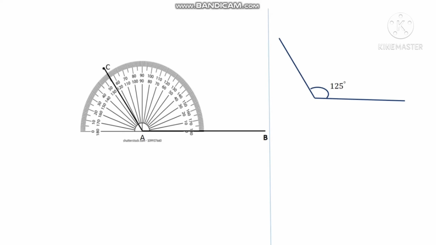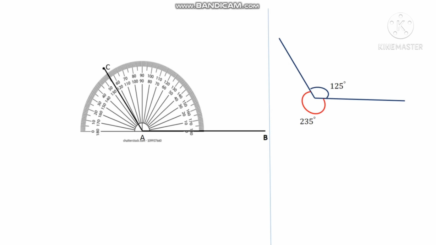But in this question we have to draw the angle of 235 degrees. Students, we subtract 360 degrees minus 235 degrees and we get 125 degrees, and draw the angle of 125 degrees. The outer angle represents the angle of 235 degrees. The red line represents the angle 235 degrees. This is the method to draw a reflex angle by using the protractor.